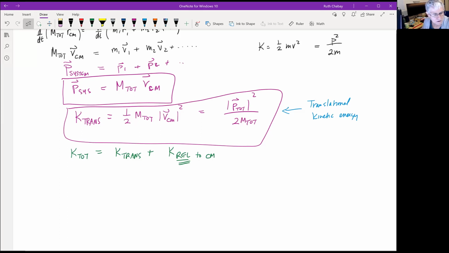So let's take a minute and think about the kinds of energy in different moving systems.